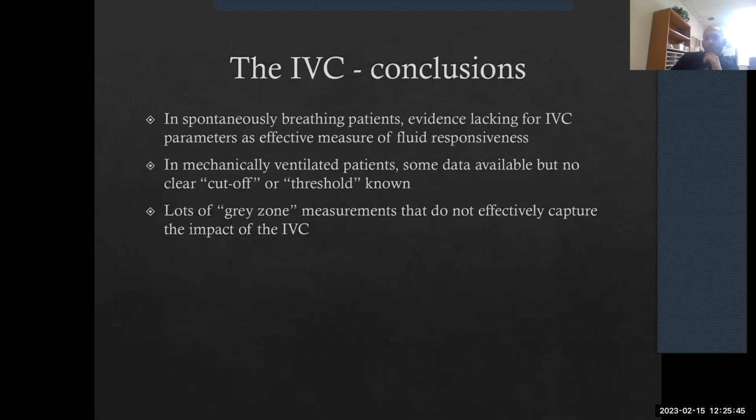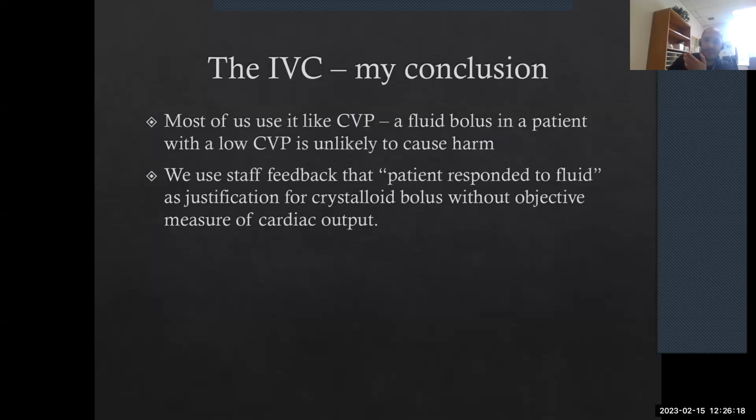And so what is our takeaway from the IVC? In spontaneous breathing patients, we don't have any great data for fluid responsiveness, but we do have data for right atrial pressure. And so we can correlate in patients who don't have other confounding factors, the IVC as a surrogate measure of CVP or RAP. In mechanically ventilated patients, we've got some data, but it varies based on the study, and there's no cutoffs or thresholds known. There are lots of gray zone measurements that don't effectively measure the impact of the IVC, so I don't really use it.